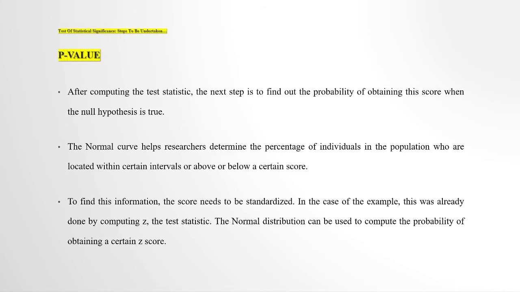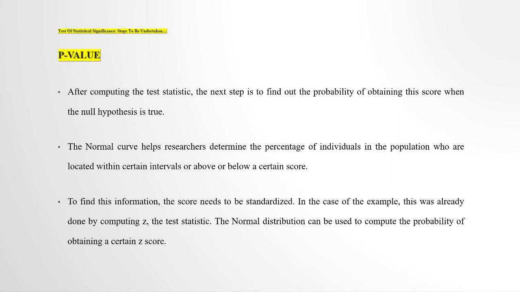Now the next step is to compute the p-value. Once we have computed the test statistic, the next step is to find out the probability of obtaining this score when the null hypothesis is true. We are assuming here that the null hypothesis is true. The normal curve, equally divided between the two halves that we have just seen, helps researchers determine the percentage of individuals in the population who are located within certain intervals or above or below a certain score. So that is why the normal curve is used.